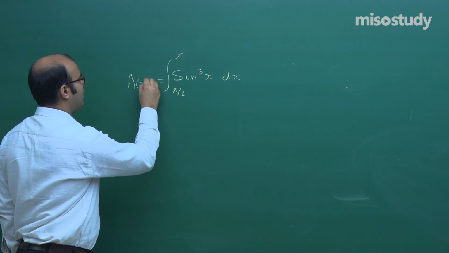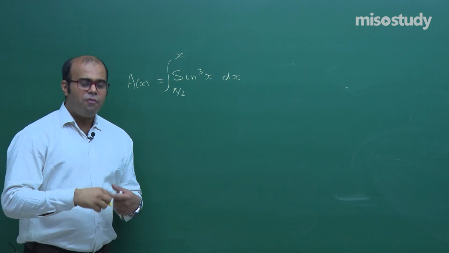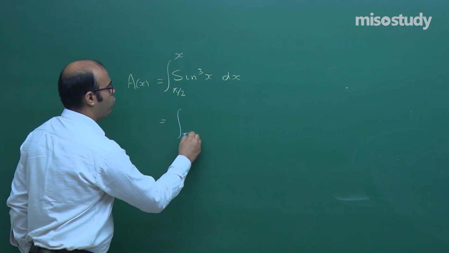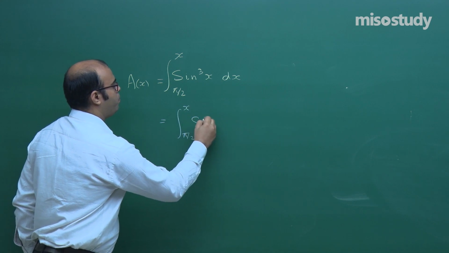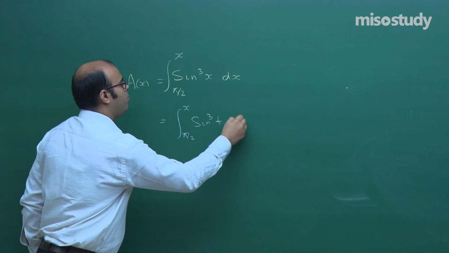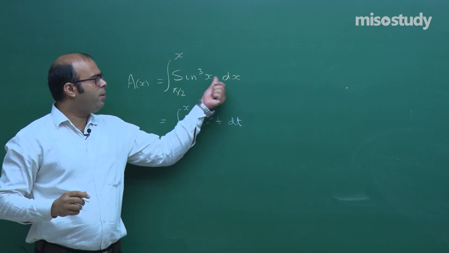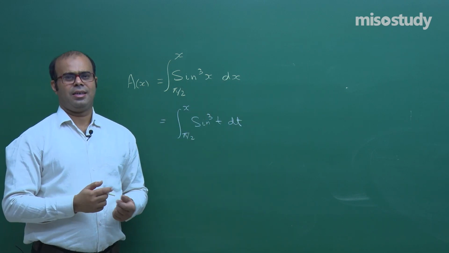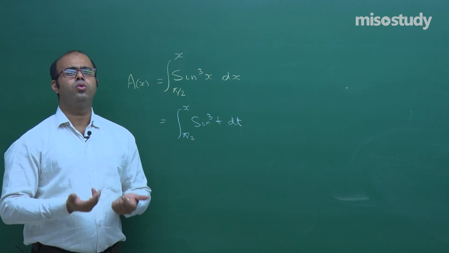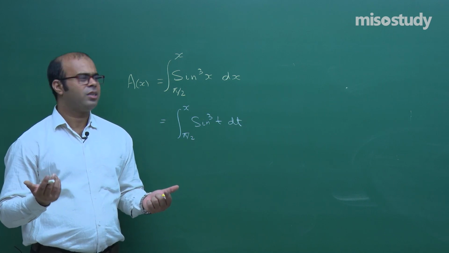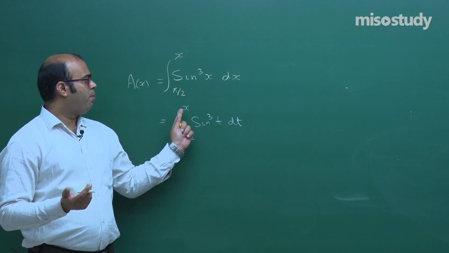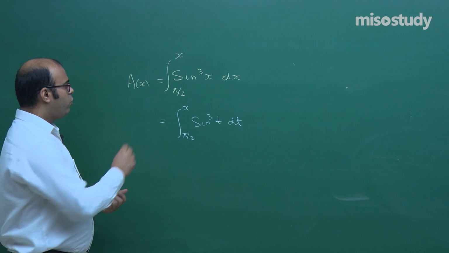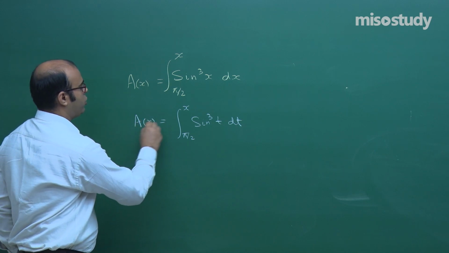If in case it is written like this, to avoid confusion, you can write it on your own like this, pi by 2 to x sine cube t dt, because this is the variable of integration, it can be anything. It can be x, it can be t, it can be u, z, as we studied in previous lectures. So you can replace it here, but this limit you cannot change because this is whose function this is. So you write it like this, even if it is given in the question like this.